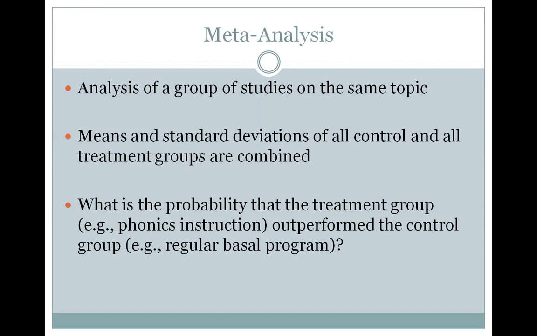So a meta-analysis is an analysis of a group of studies. There may be 28 studies in a meta-analysis. There may be 15 studies. There may be more than that. You'll see as we go through the chapters.